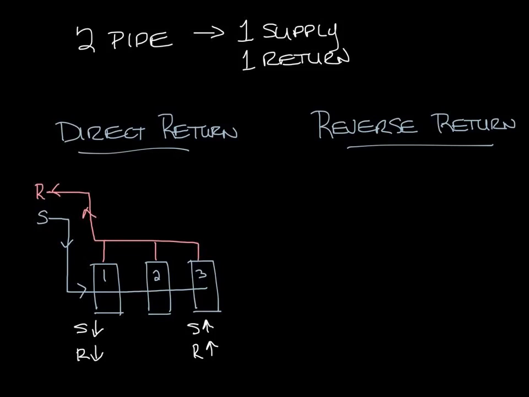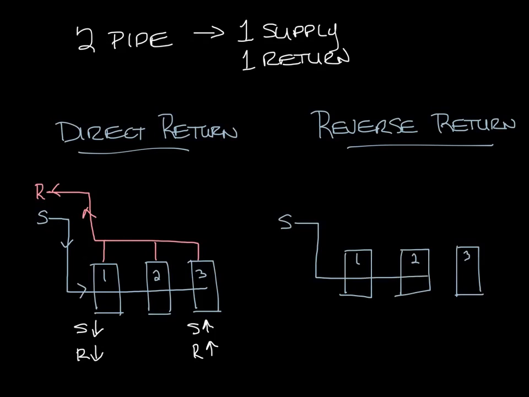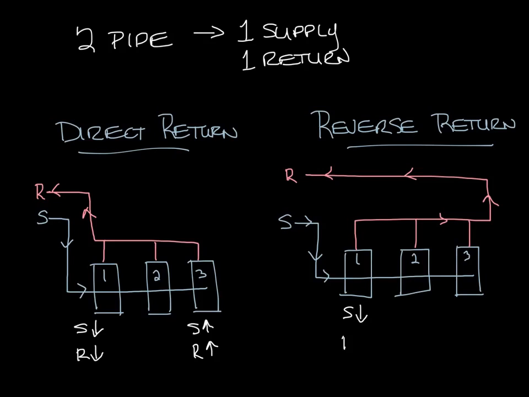In reverse return piping, the losses from the supply through the unit and out the return are balanced through the three units. So let's draw our three units again, and then let's have our supply that looks the same as it did before, coming in through the first unit to the second to the third. But your return looks like this. So the first unit's return goes the longest, then the second, then the third. So now you can see that the first unit has the shortest supply path but the longest return path. And the last unit has the longest supply path but the shortest return path.